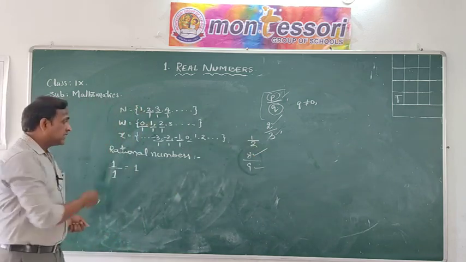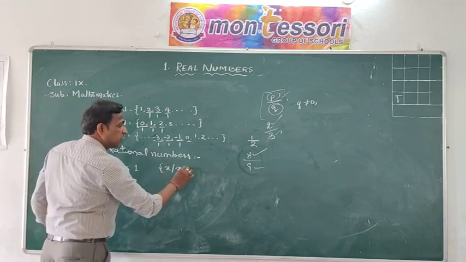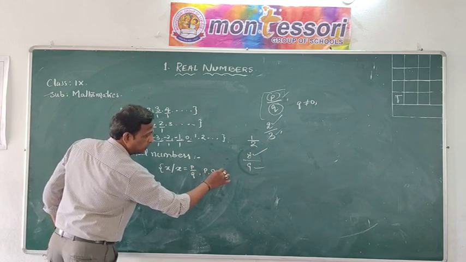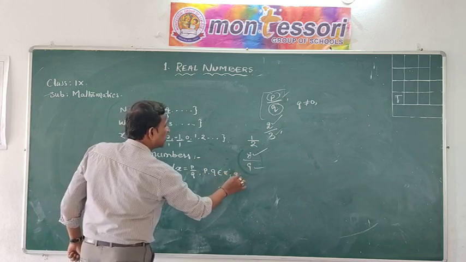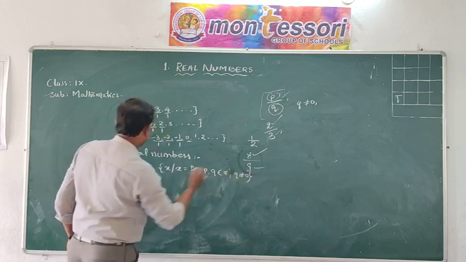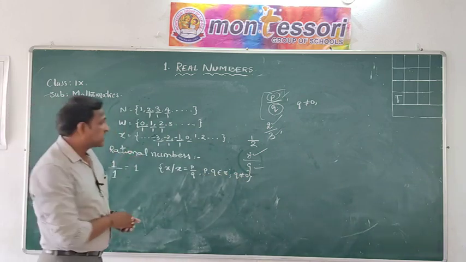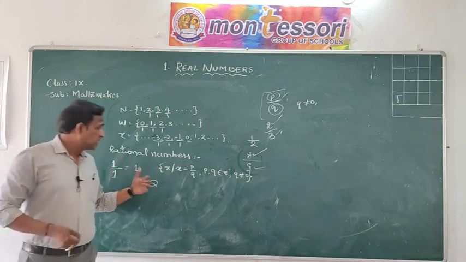And this we can say is x such that x is equal to p by q, where p comma q belongs to the integers and q is not equal to 0. So these are called the rational numbers. Generally, these rational numbers are denoted by the capital letter Q.